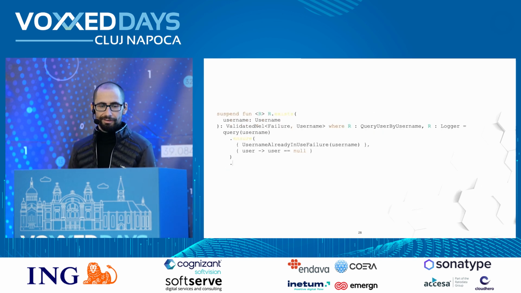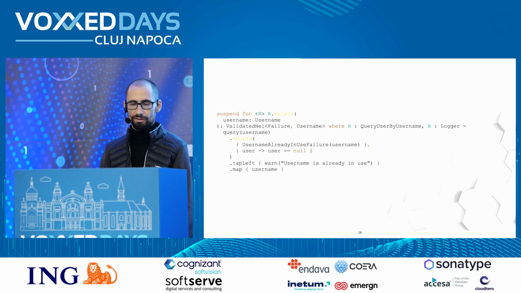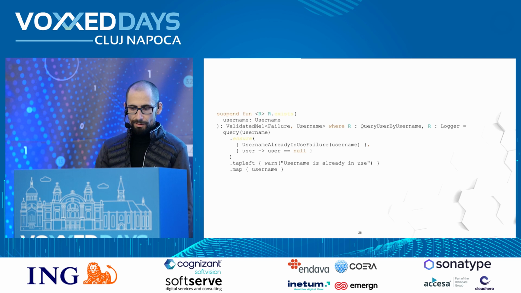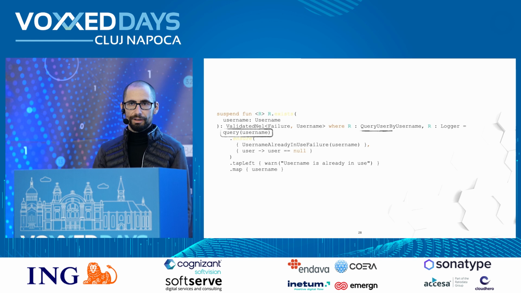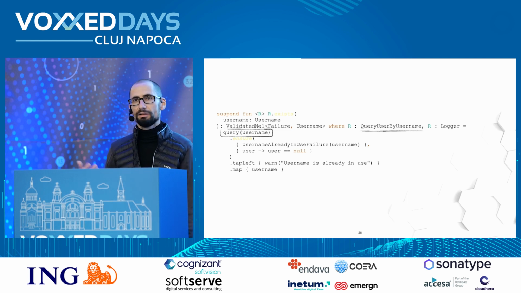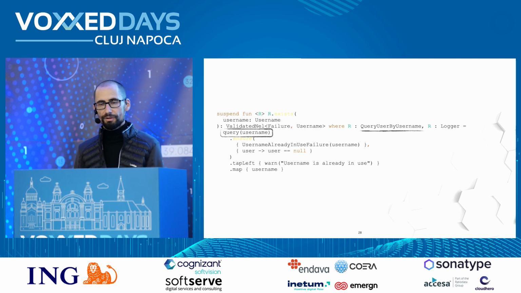Now that we've gone through all of this, let's put everything together, at least for our exists function. The first thing you're going to notice is this query. Query is part of the query user by username. It is basically the single abstract method that we've created previously on our query user by username type.